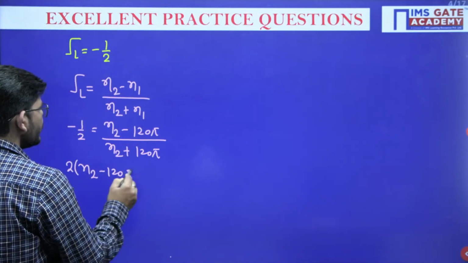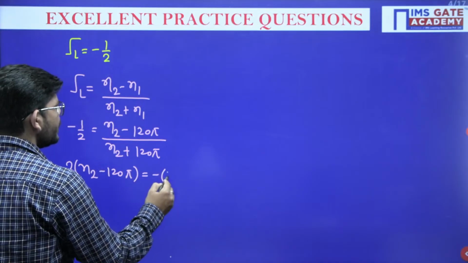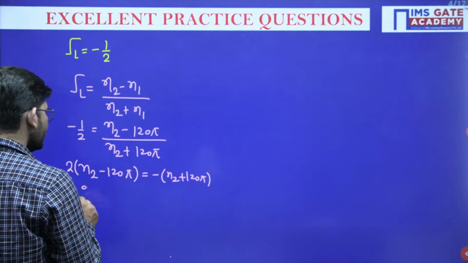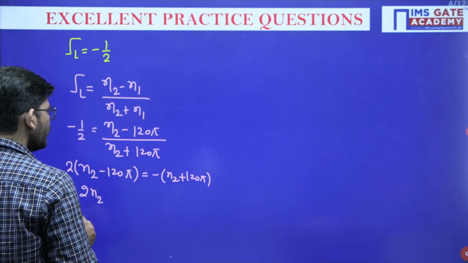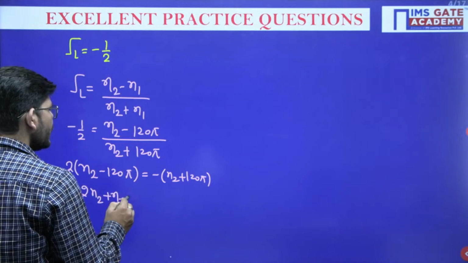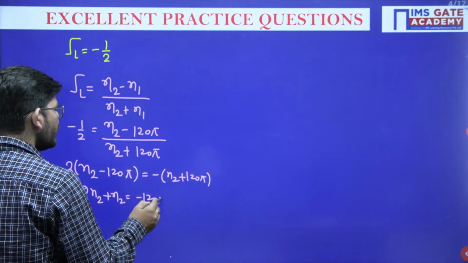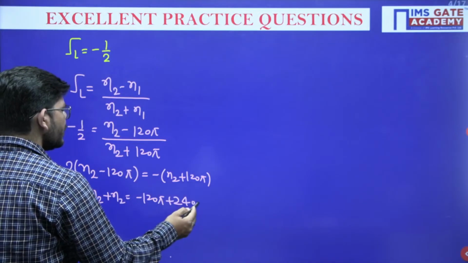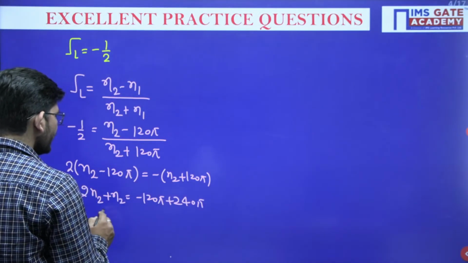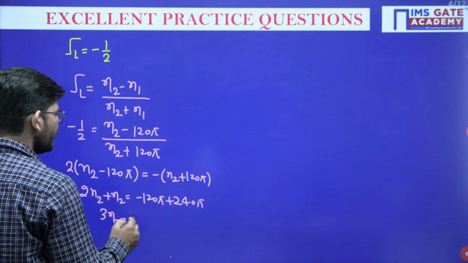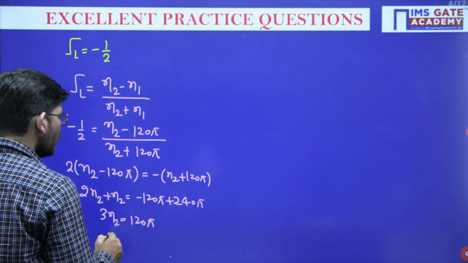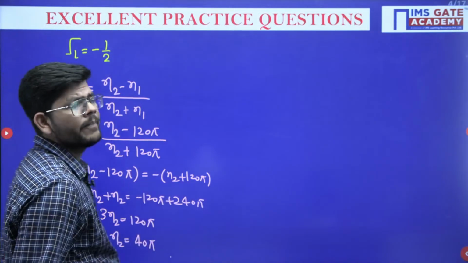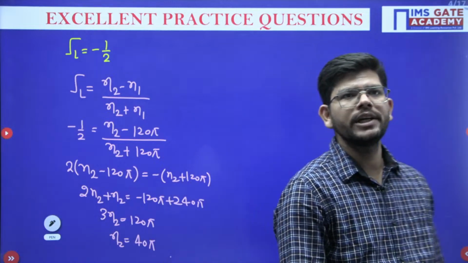So this will be 2 times minus eta 2 plus 120 pi. So just solve this equation and see what we are going to have. Twice of eta 2 plus eta 2 will be equal to minus 120 pi, and that will go that side, so it will become 240 pi. So what we are going to get, this will be thrice of eta 2, this will be equals to 120 pi, or eta 2 that we will be having is 40 pi. So this is how we have found out the solution.